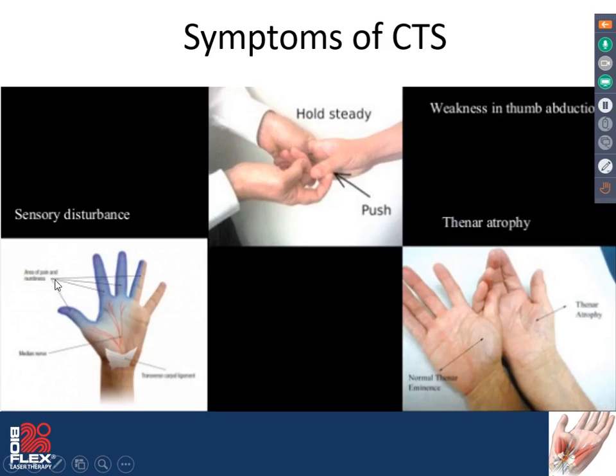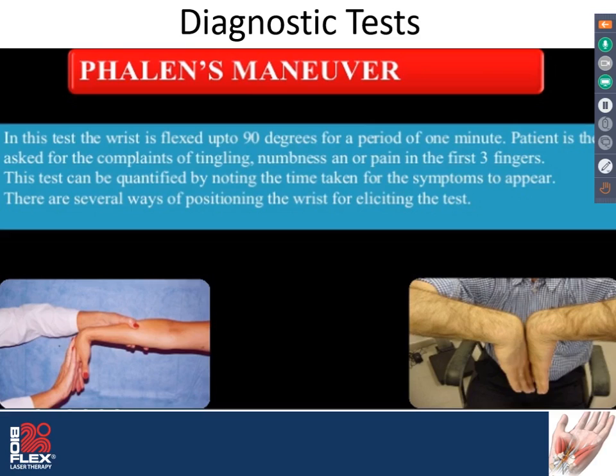So as a review, you're going to see sensory disturbances specifically in the median nerve distribution. Check during your examination for any motor loss or atrophy or weakness of thumb abduction. Those are important screening tests, as well as diagnostic tests I'm sure you're all familiar with, like Phelan's, where you hold the wrist, either unilaterally or bilaterally, and have the patient hold for at least a minute or so, looking for the symptoms to be aggravated or reappear.